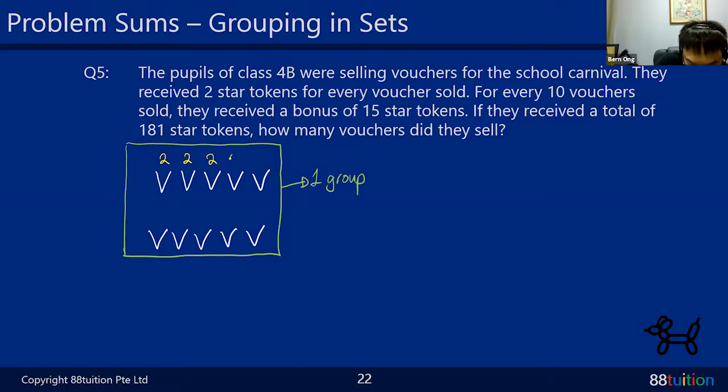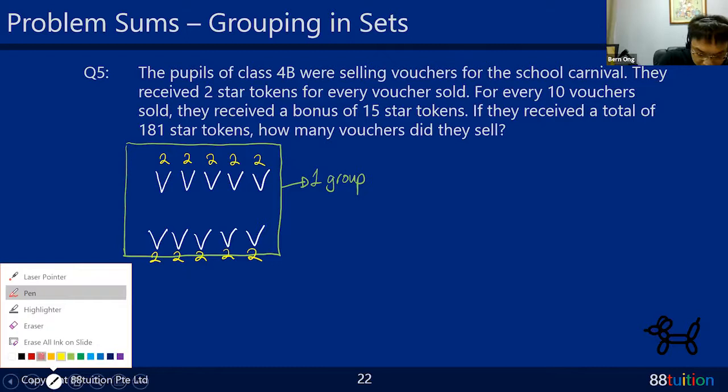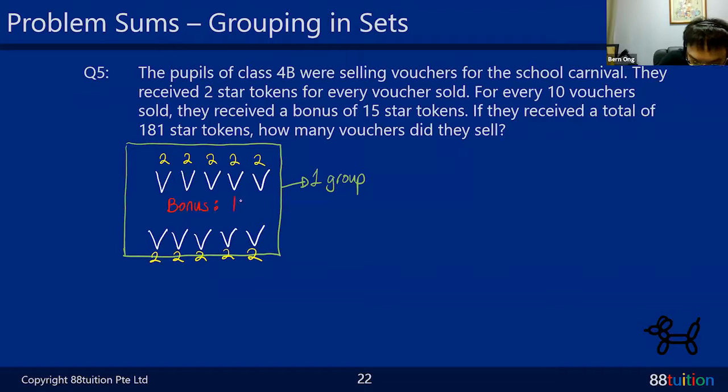Two tokens. This one also gets two tokens. All right. If I do that, what happened? Hey, I get a bonus. Bonus means what? I get an extra what? 15 star tokens. So down here, I get an extra 15 stars. I get an extra bonus of what? 15 stars. Woo! So inside one group consists of how many stars?